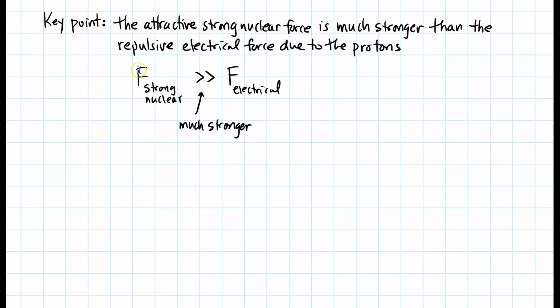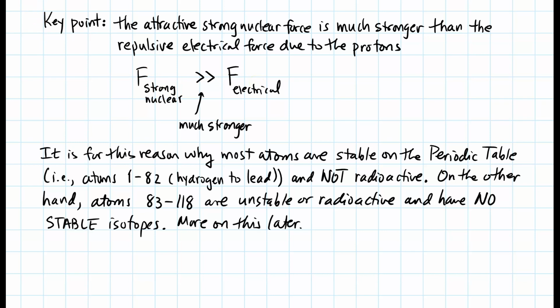The way I write this here is that the strong nuclear force is much stronger than the electrical force. It is for this reason why atoms are stable on the periodic table. That is, atoms 1 through 82, from hydrogen to lead, are not radioactive. On the other hand, atoms from 83 to 118, where 83 is bismuth, are unstable or radioactive and have no stable isotopes. I will explain radioactive in a little bit.